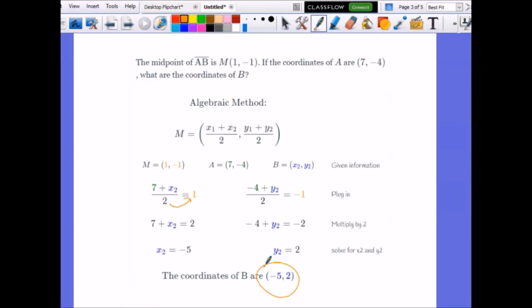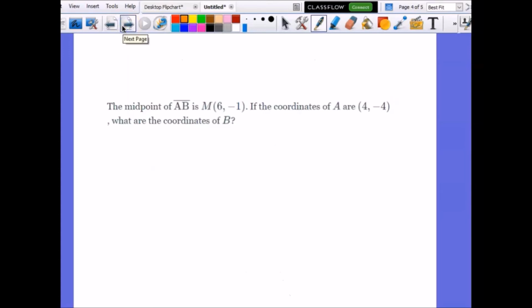Well, I'm going to show you how to do one more. So let's go up in here. In this one, we have midpoint is 6, -1. And in this case, the endpoint is 4, -4. So we're still trying to find the endpoint B. So let's start with 4, -4.